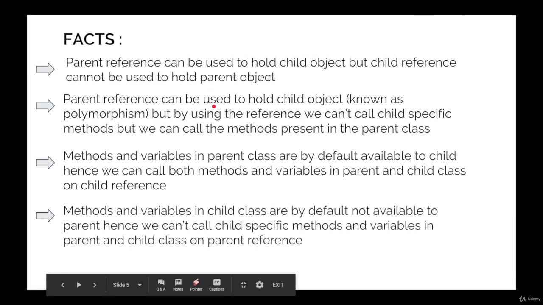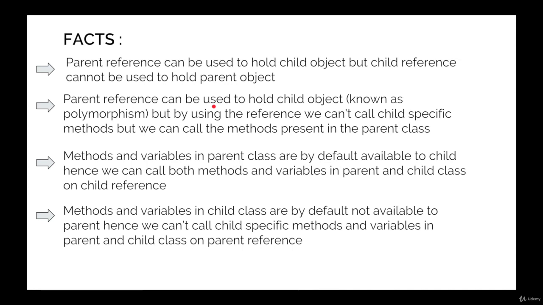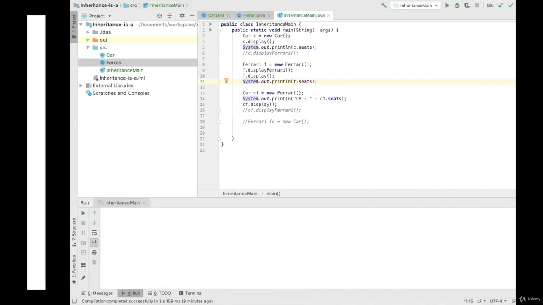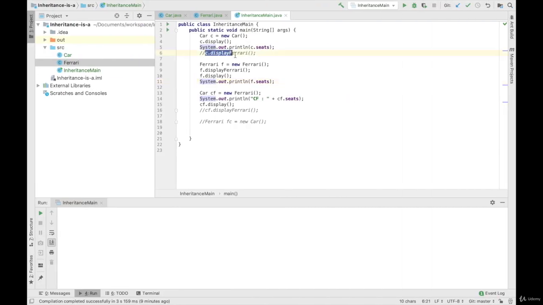The fourth fact is that methods and variables in the child class are by default not available to the parent. Hence we can't call child specific methods and variables on a parent reference. We already saw this particular fact wherein we tried calling the child specific methods by using the parent class reference over here, but we got an error.